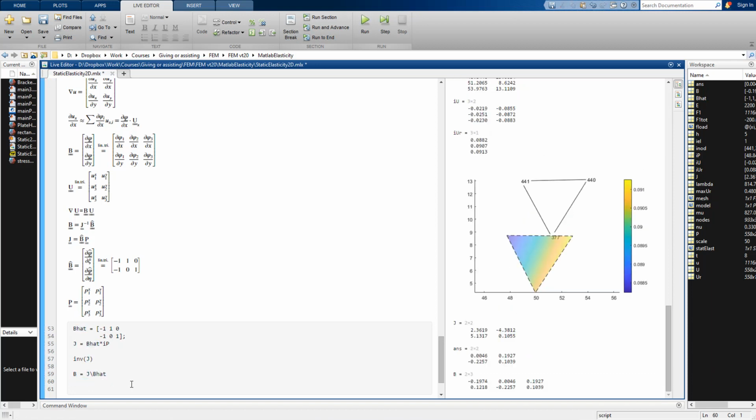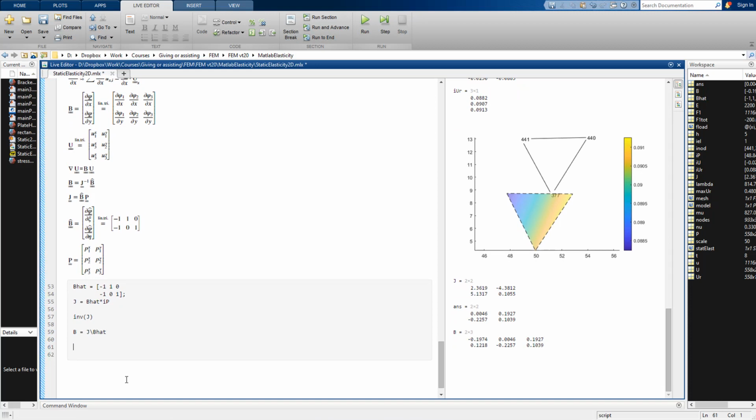Okay, so we have B now. So again, B means that we have the derivatives of the basis functions with respect to x here. So this is the first basis function with respect to x, this is the second basis function with respect to x, and this is the third, and so on, and for this here, it is with respect to y. Alright, so we have B.